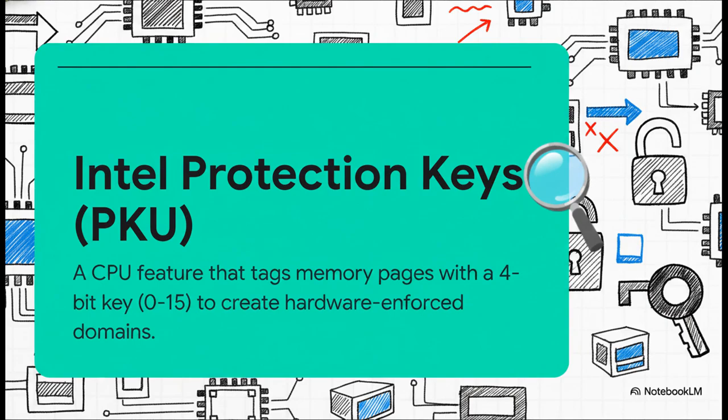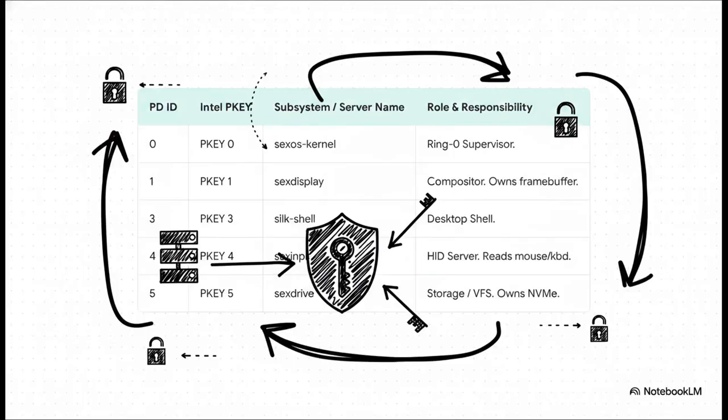Basically, the OS can paint every page of memory with a key, a number from 0 to 15. A program can only touch that memory if it currently holds the matching key in a special CPU register. If it doesn't have the right key, sorry, the hardware itself just says nope and blocks the access. No software check required.